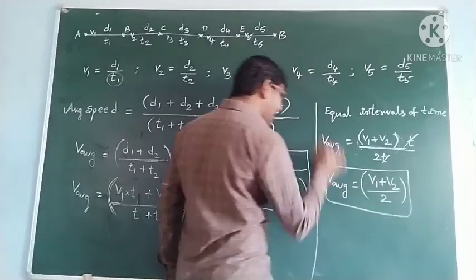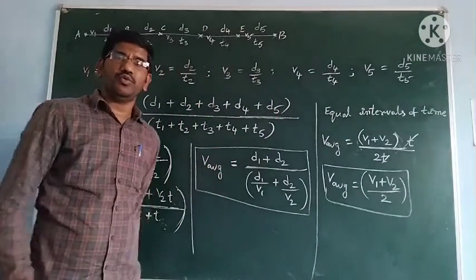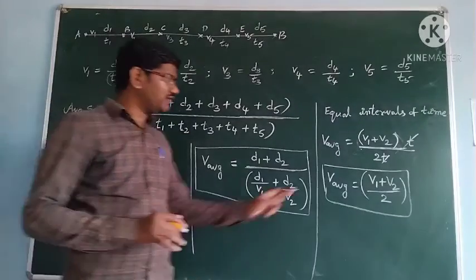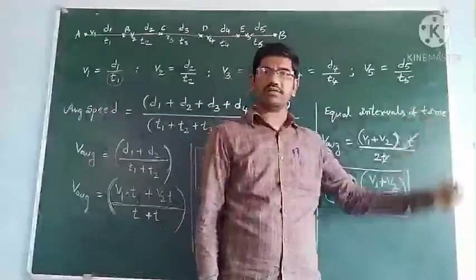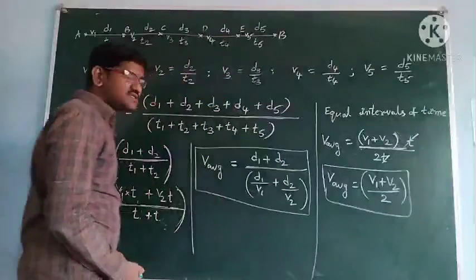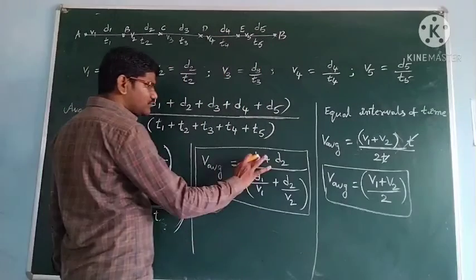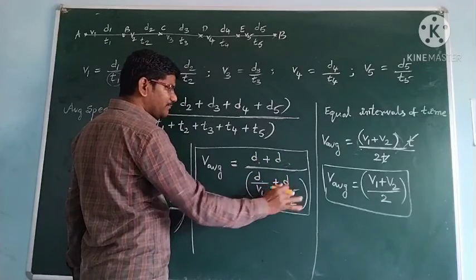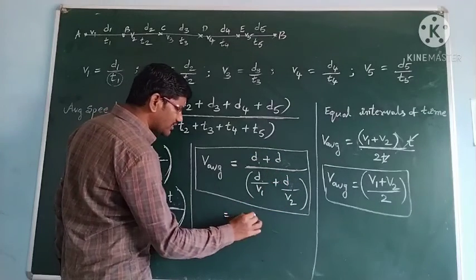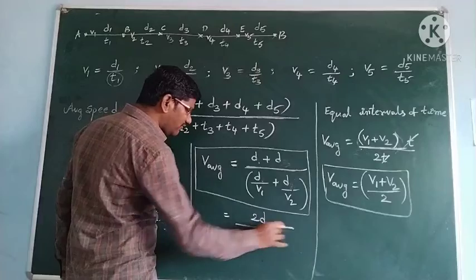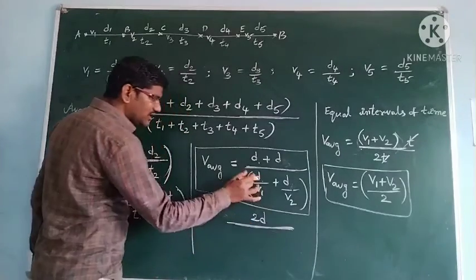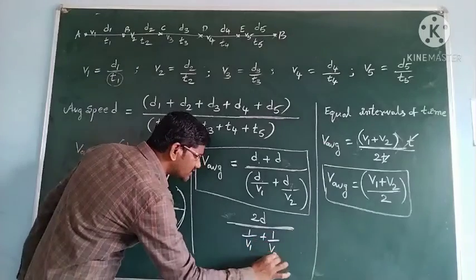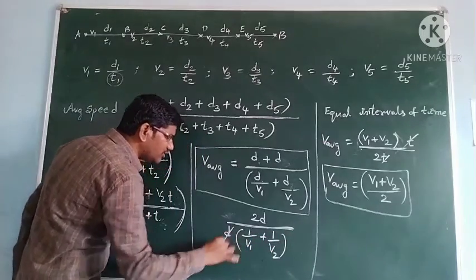V average is equal to V1 plus V2 by 2. This is the average speed formula when two speeds V1 and V2 are maintained for equal intervals of time. Okay, if distances are same, two equal distances, so D1 and D2 are same. So D plus D you have, what's the formula, students? 2D you have, and in the denominator also D take it common, then what will be left? 1 by V1 plus 1 by V2, and D you are taking common.